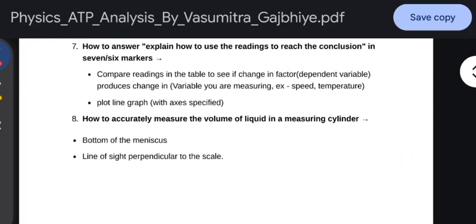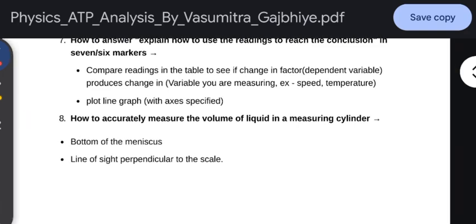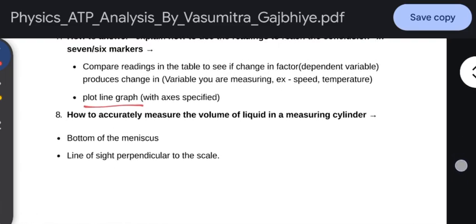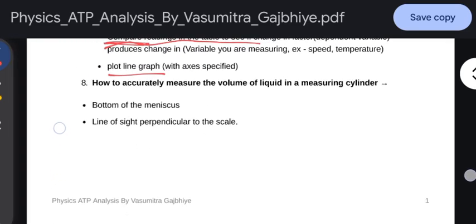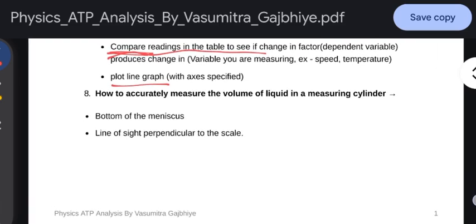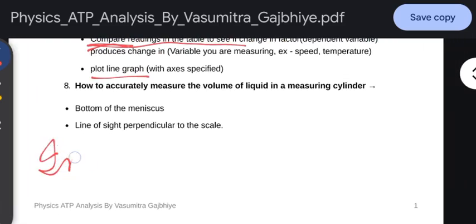Now, how to explain how to use readings to reach the conclusion. Of course, again, plot a line graph with axes specified. That's a very good way. Another thing you can do is compare the readings in the table. They can ask you how you can use the readings to reach a conclusion. So you can write: compare the readings in the table to see if this factor produces a change in that factor.